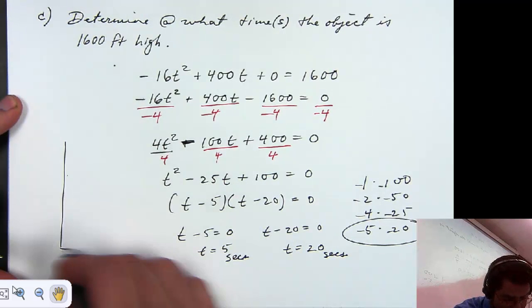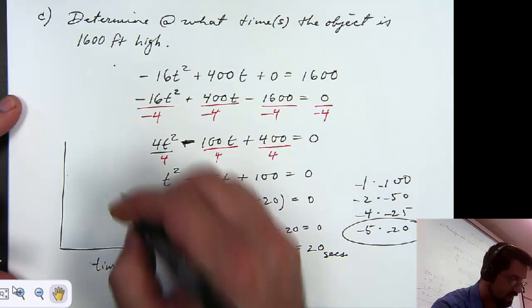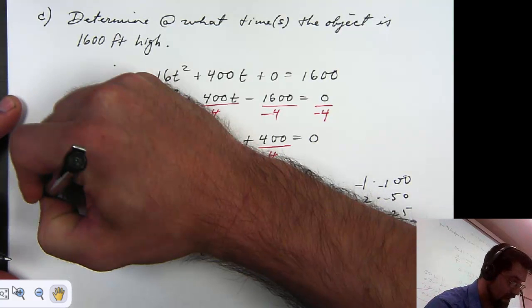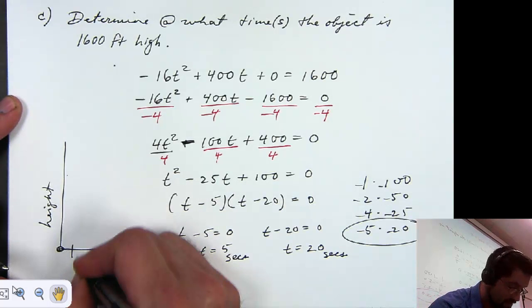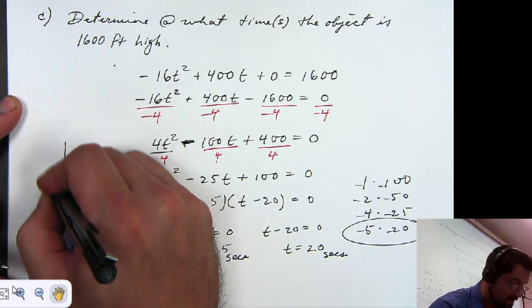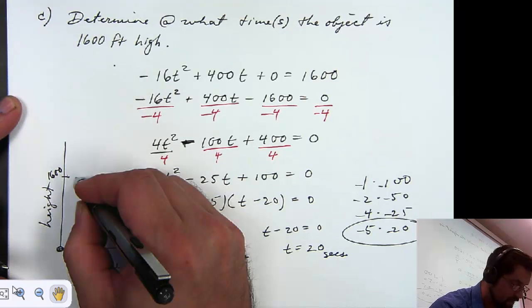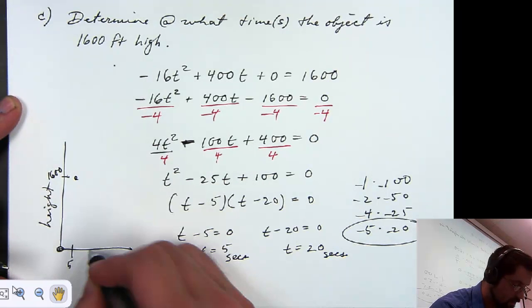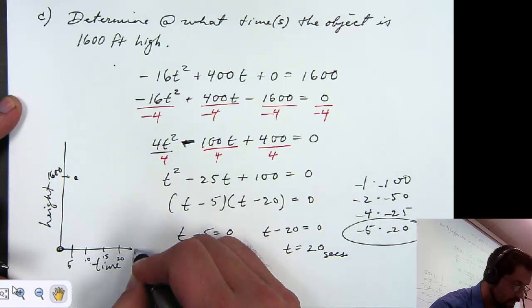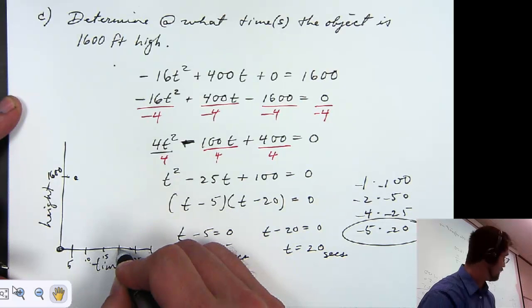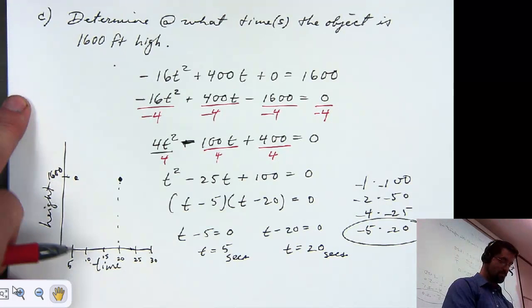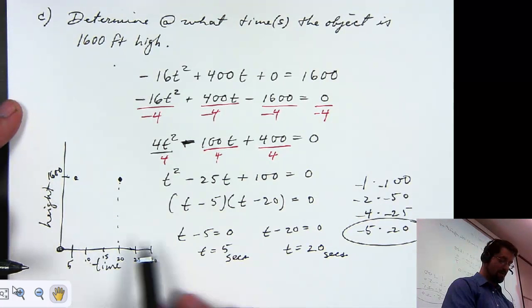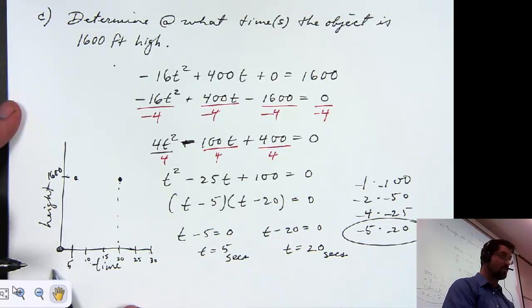I'm going to do a time graph down here, and I'm going to do a height graph here, and I'm going to show you what this looks like. It starts at a height of 0. After 5 seconds, it's at a height of 1,600. So now it's here. 5, 10, 15, 20, 25. At 20 seconds, it's again at this height. This tells you so much. Where would it reach its maximum height? Yeah, the point halfway in between these.